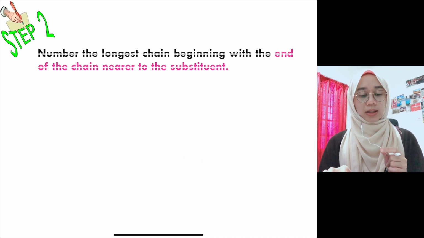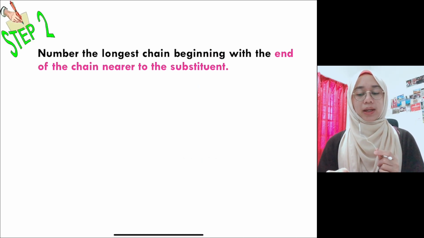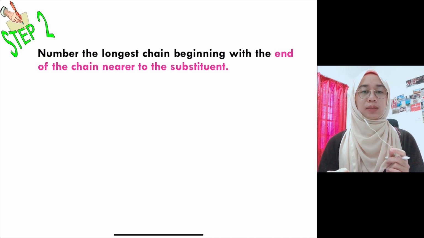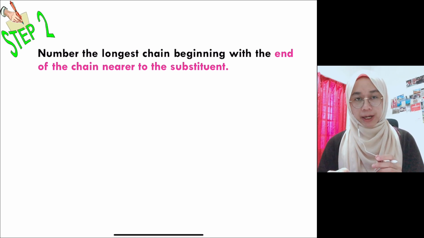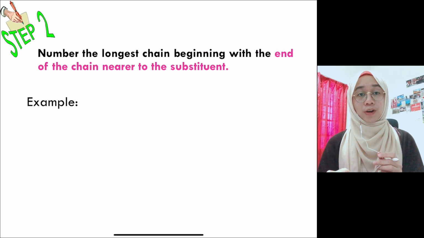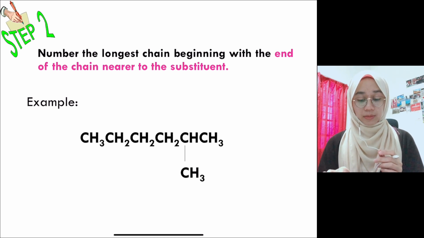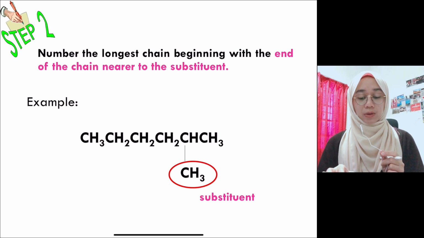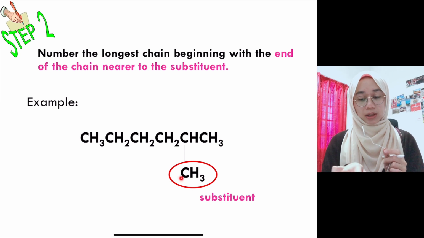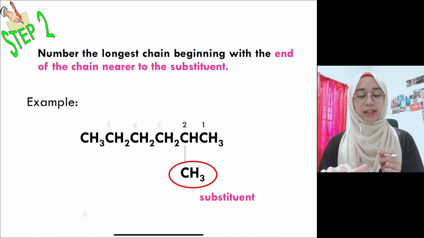Okay. Then step 2, number the longest chain beginning with the end of the chain nearer to the substituent. So kamu nak bagi numbering dekat carbon chain sekarang ni. So kena tengoklah position substituent kat mana. So for example, so dekat bawah tu, itu adalah kamu punya substituent. So yang kanan ke yang kiri lagi dekat dengan substituent? So kanan lagi dekat. So bagi sini sebagai nombor 1. So you get 1, 2, 3, 4, 5, 6, sampai 6. Okay, so your numbering start from the right side.